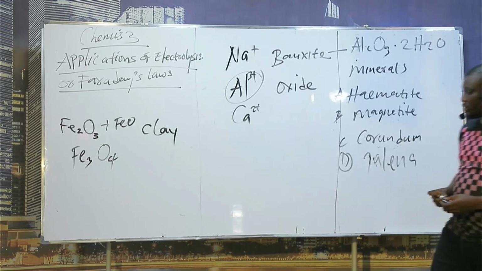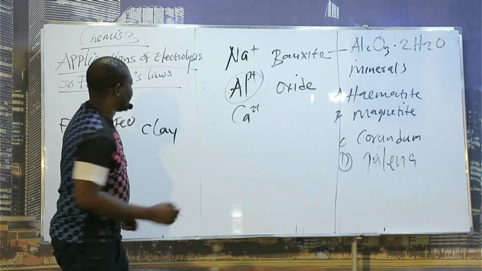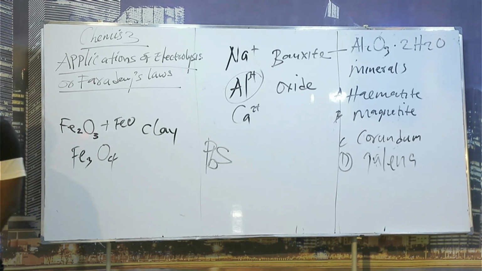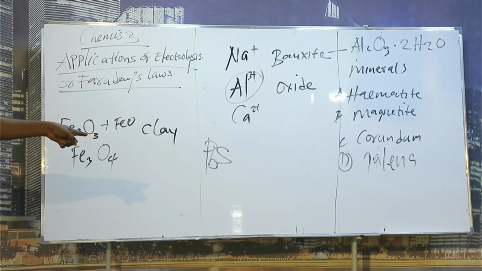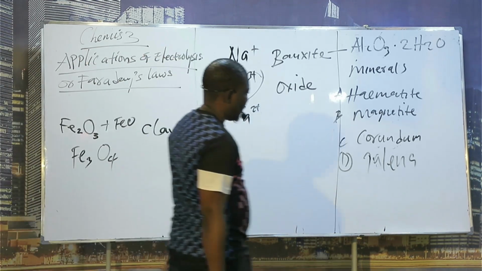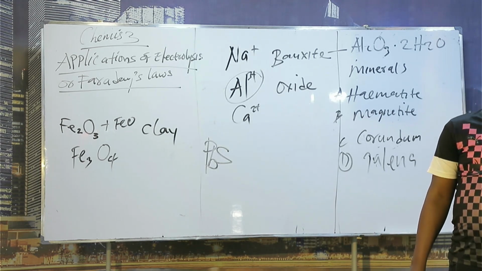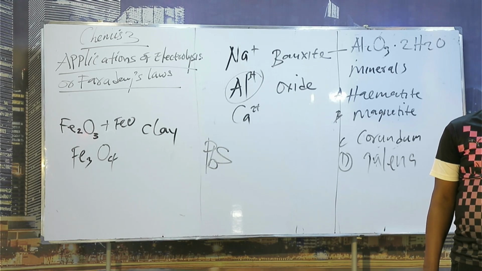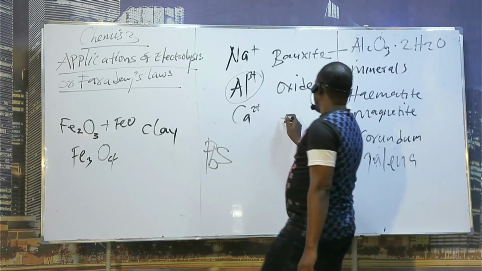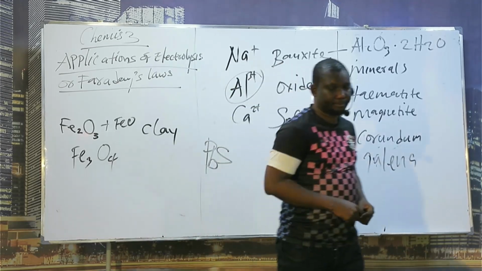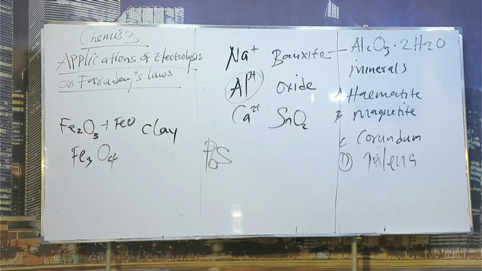Which one is not an oxide ore there? D. What is galena? PbS, lead sulfide. Is that an oxide ore? Sulfide. Is cassiterite an oxide ore? The other name for cassiterite is tin stone. What is the formula of tin stone? SnO2, that is tin 4 oxide. It's an oxide ore.